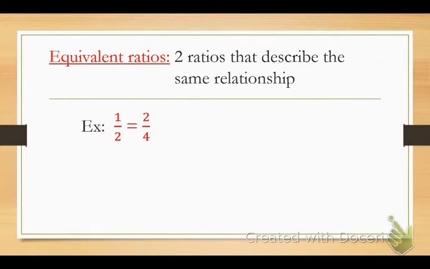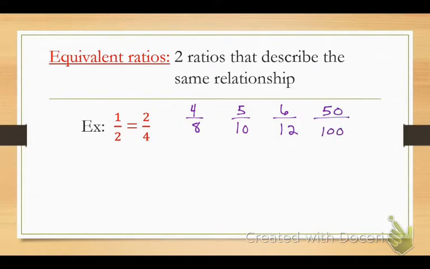4/8. Okay, very good. Give me another one. Samuel? 5/10. Very good. Give me another one. Isla? 6/12, keeping on with the pattern. Okay, very good. Aiden? 50/100. Okay, so anything that could reduce to 1/2, right?